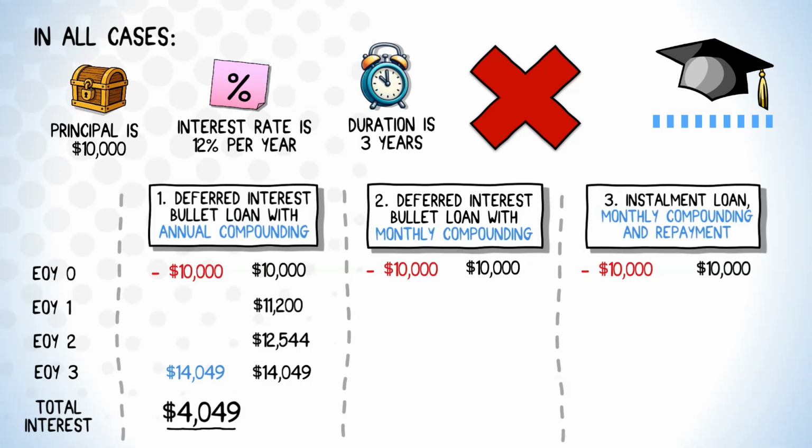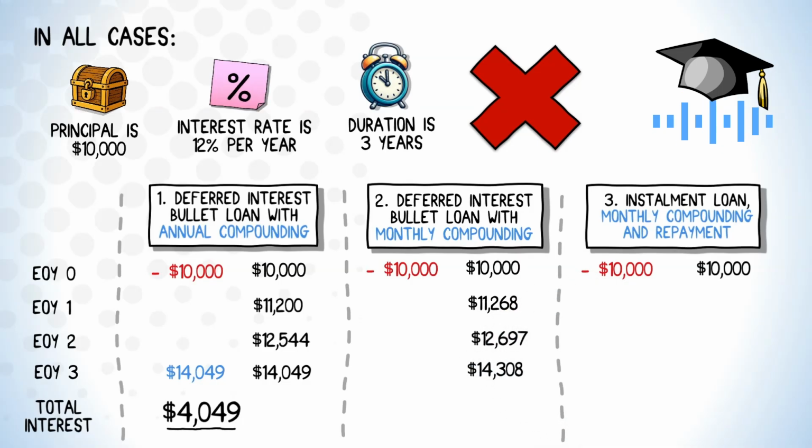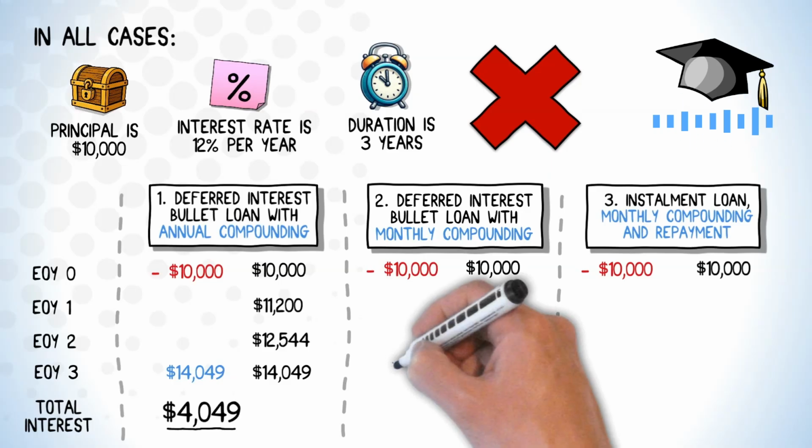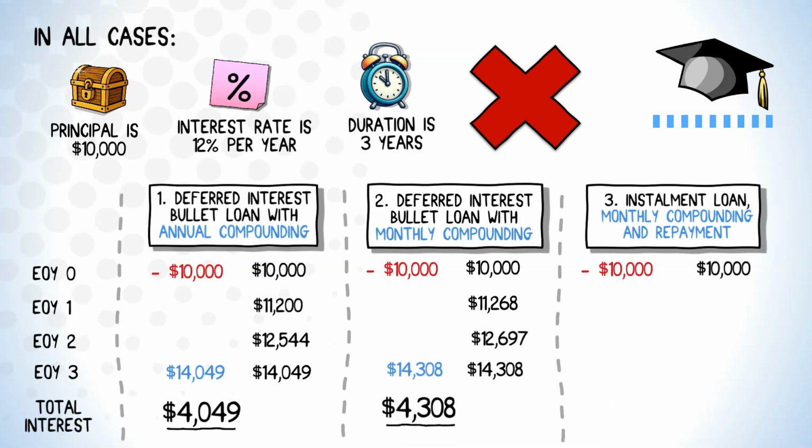In the second case, we compound monthly. That means in each year we compound 12 times with an interest rate of 1%, which is 1/12 of the stated annual interest rate. Just this difference in compounding frequency increases the amount of interest, bringing us to a total balance of $14,308 at EOY 3, which means that the total interest due is now quite a bit higher at $4,308, which we again get by subtracting our principal.